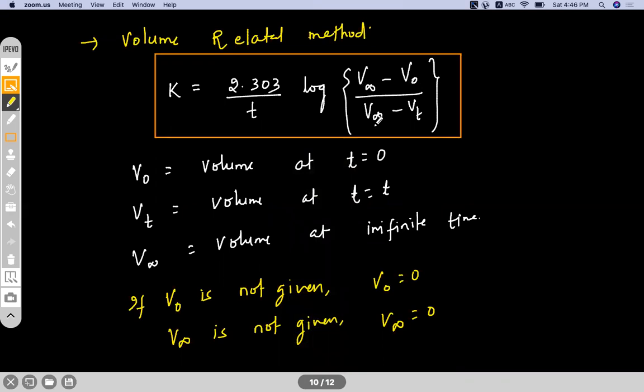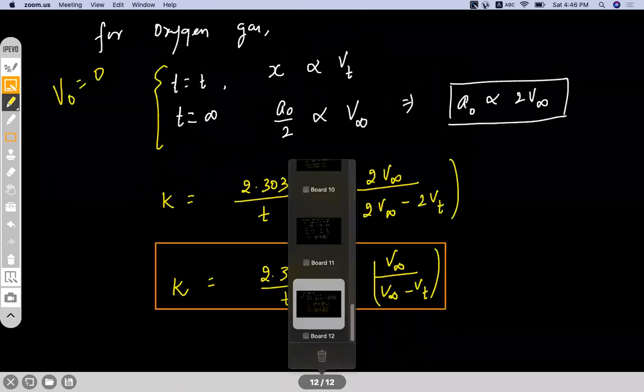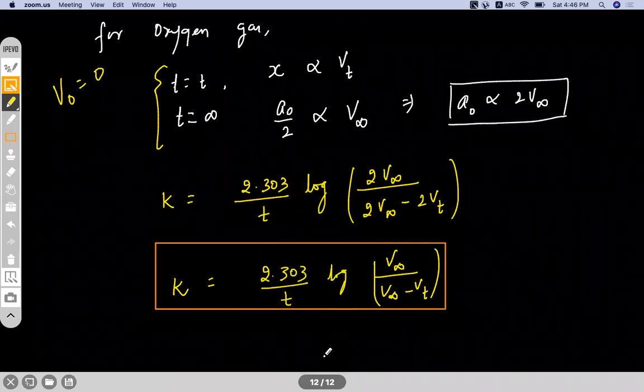This is V naught by V naught minus Vt. So either you memorize this, if volume is given, it's very clear what formula you have to use, the volume formula. This kind of formula we only use when there is only one gaseous product. Write down: use when only one gaseous product is there. Or we can also say that the gaseous molecule is present only on the product side.